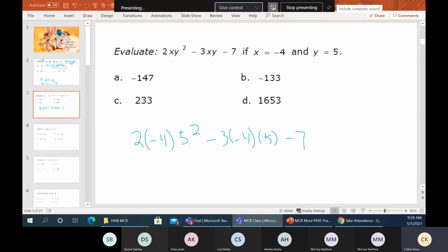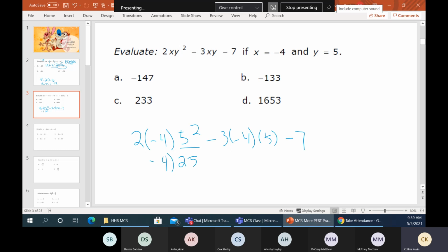Okay, so Haley's thinking A. What do the rest of you guys think? Got another vote for A? All right, so let's check it out. So again, order of operations says we're going to do this guy here. So he's 25.